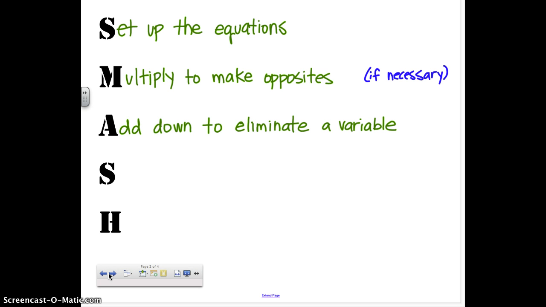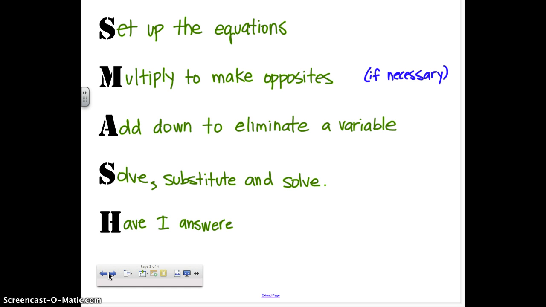Okay? Add down to eliminate a variable. Solve for that variable. Substitute that variable, and solve to get the other variable. Solve, substitute, and solve. And then finish by, have I answered the question? I mean, you should always ask yourself that. Did I write the ordered pair? Have I answered the question?